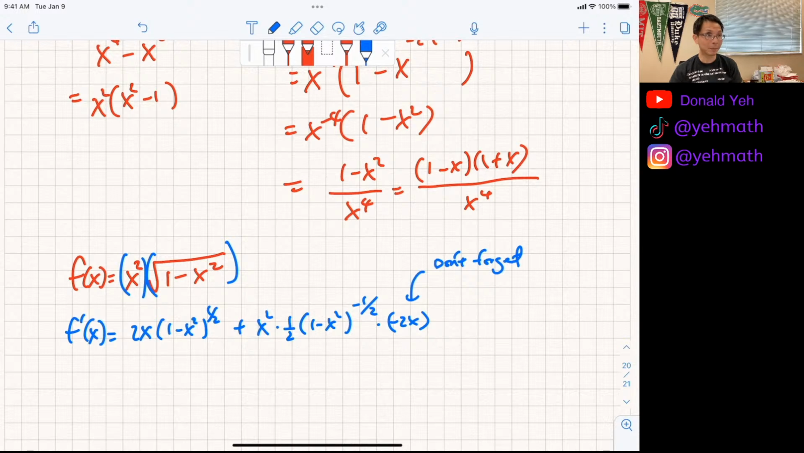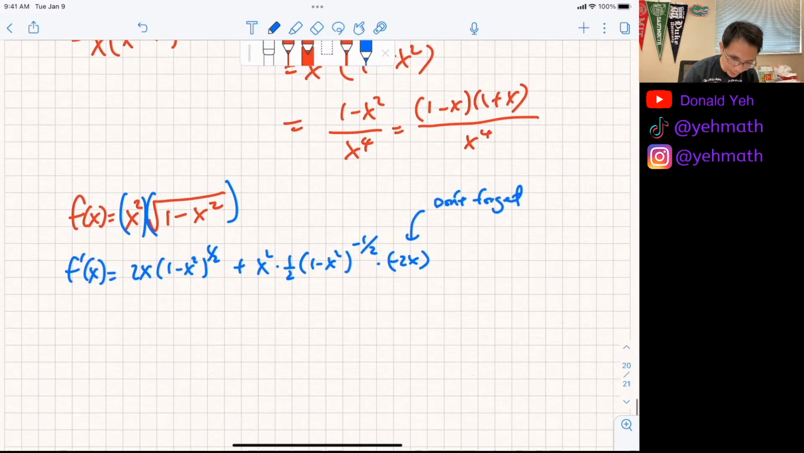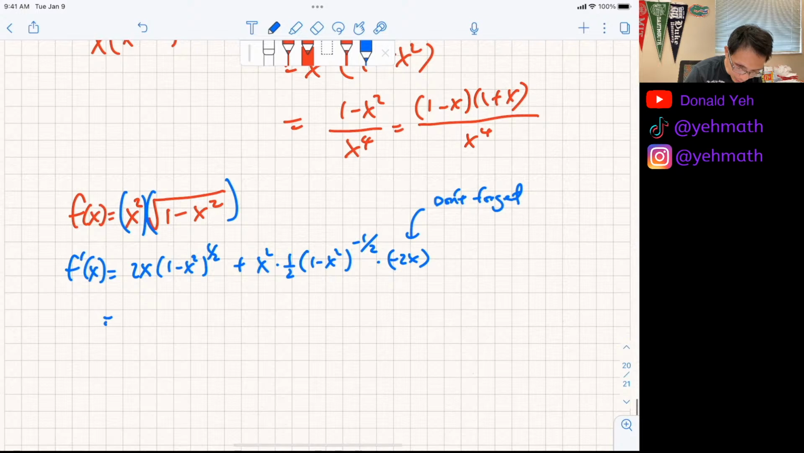I do both simultaneously. What I did is, because the second one is raised to the power of 1/2, I have to use the chain rule, right? So I'm going to take a derivative of x squared. It's going to give me 2x. And then I will leave the 1 minus x squared to the negative 1/2 alone. Then I'll keep the x squared the same, and I'll take a derivative of the 1 minus x squared to the 1/2. So if I take a derivative of this, that is going to give me this.